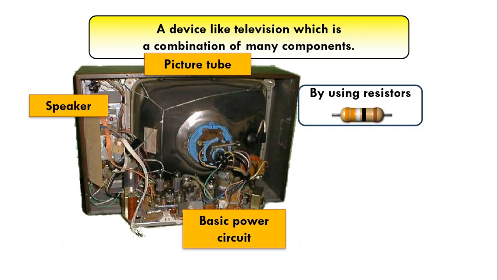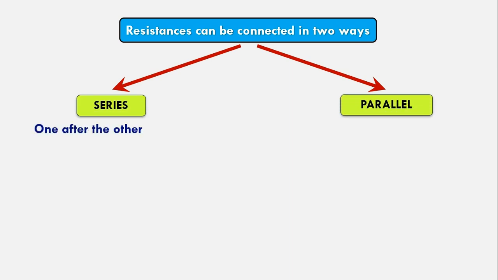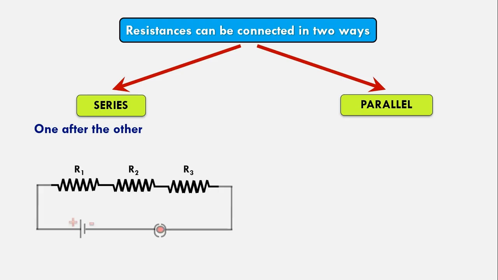A resistor is nothing but something which opposes the current. Resistors can be connected in two ways: one is series connection, another is parallel connection. Series means one after the other, like this: R1, R2, R3. In a series connection, you can see the power supply goes from the battery to the first resistor R1, then R2, then R3, and then to the negative terminal.